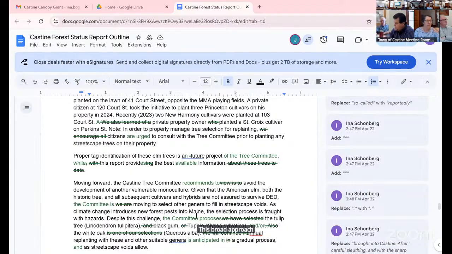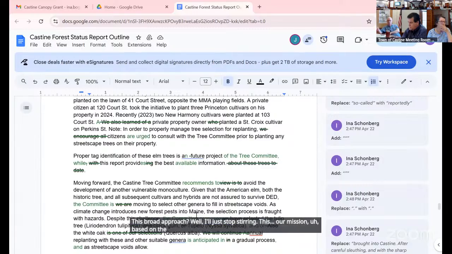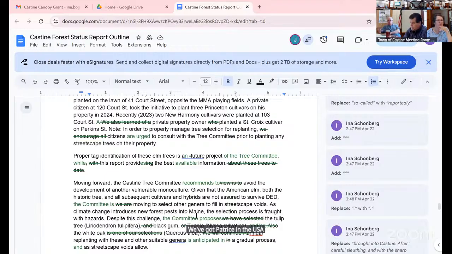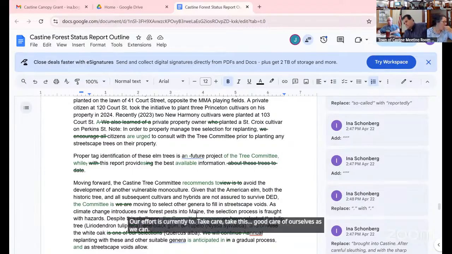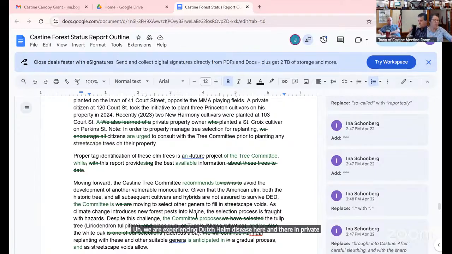Well, just starting this, our mission, based on the Castine tree ordinance. It is the elm tree ordinance, it's focused on the elms. Of course. That was why it was created, that's why the committee was created, and that's how we get Tree City USA status, and all that good stuff. Our effort is currently to take as good care of our elms as we can. We are experiencing Dutch elm disease here and there in private trees. They have, as far as we know, yet to affect any of the treated trees.